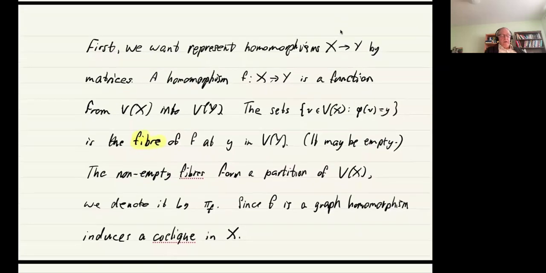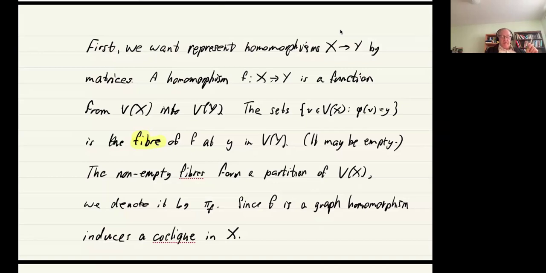The way I'm going to approach this is I'm going to start by looking at classical homomorphisms again. So a homomorphism from X to Y is a function from the vertices of X to the vertices of Y. Actually, I'm just saying this is a function, I'm not making any assumptions at this point. Now, the set of vertices of X that get mapped to a particular vertex little y in Y, I call a fiber of F at y. Now, the fiber might be empty; the function doesn't need to be onto. But anyway, we have the fiber.